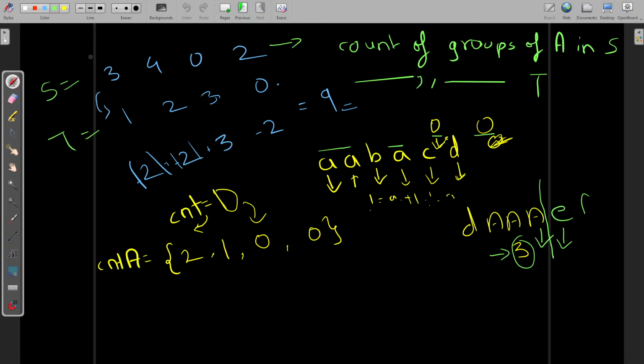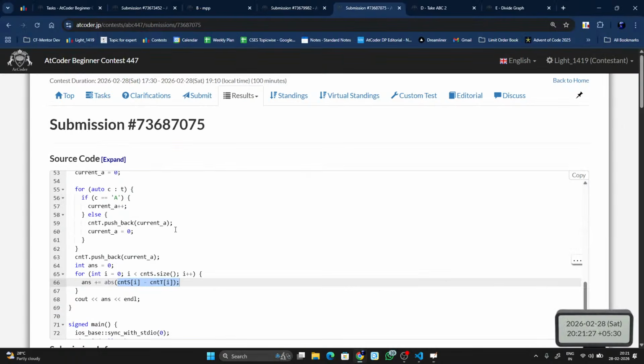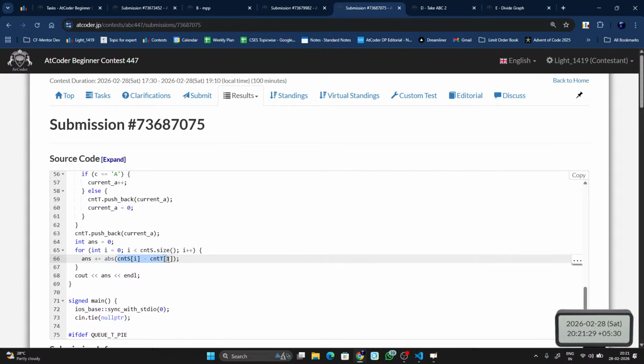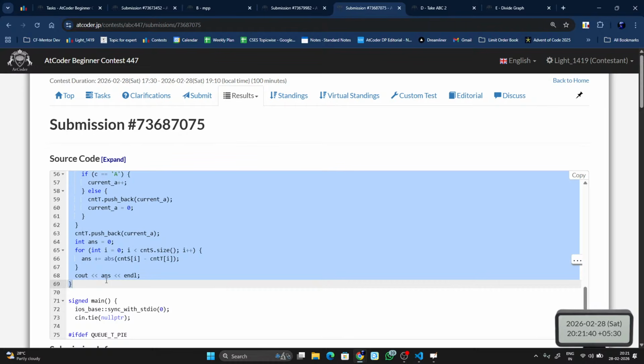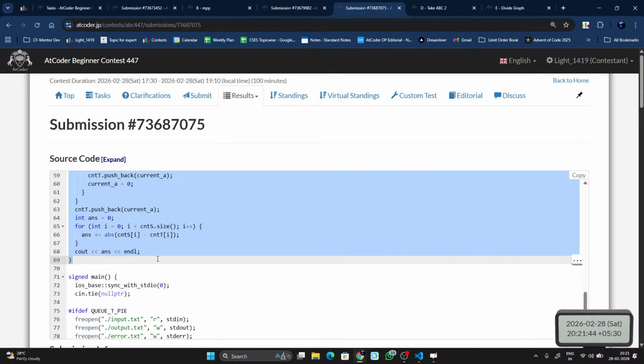That is nothing but the absolute difference, right? So I can just iterate upon those counts of A and I can take the absolute difference from both the strings and I will add it to the answer. And thus we will have made both the strings equal in the minimum number of operations. So that was the solution for C.